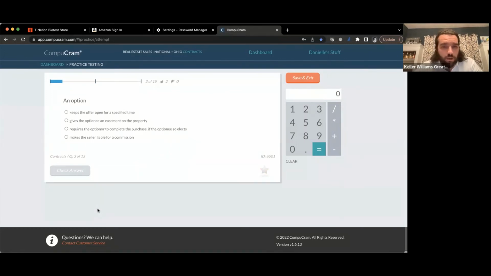Question number 3. An option A keeps the offer open for a specified time. B gives the optionee an easement on the property. C requires the optionor to complete the purchase if the optionee so elects. Or D makes the seller liable for a commission.